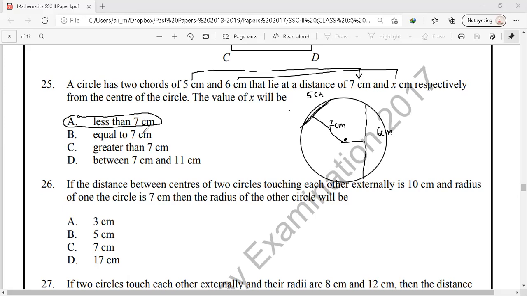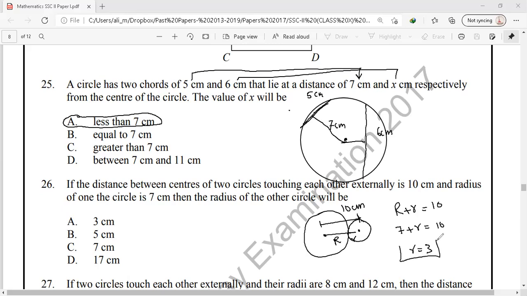So, question number 26, the distance between the centers of two circles touching each other externally is 10 centimeter. So, we have two circles that are touching externally. Here we have two circles with these as the centers, and the distance between their centers is given as 10 centimeter. The radius of one circle is 7 centimeter. We have to find the radius of the other circle. So let's say this is the radius R and this is the radius small r. According to the theorem, if two circles touch externally, the sum of their radii is equal to the distance between their centers. So if one circle is 7 centimeter, the other would obviously be 3 centimeters. So the correct option in question number 26 is option A.